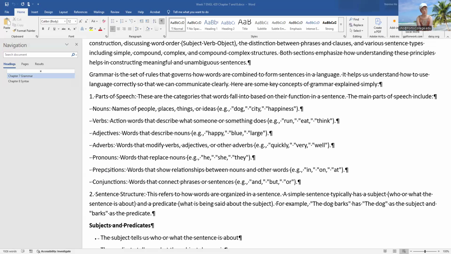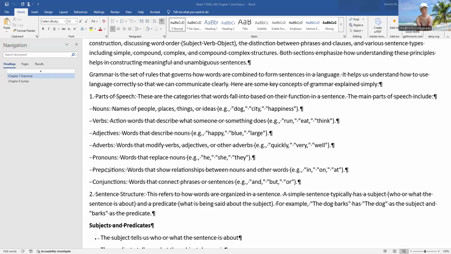Adjectives, words that describe the nouns: happy, blue, large. Adverbs, words that modify verbs, adjectives, or other adverbs: quickly, very, well. Pronouns are words that replace nouns: he, she, they. Prepositions, words that show relationships between nouns and other words: in, on, at. Conjunctions, words that connect phrases or sentences: and, but, or.